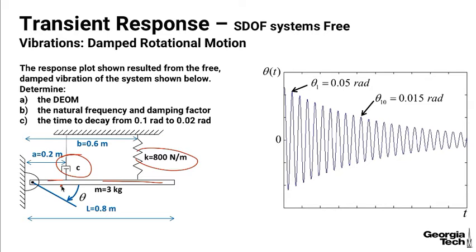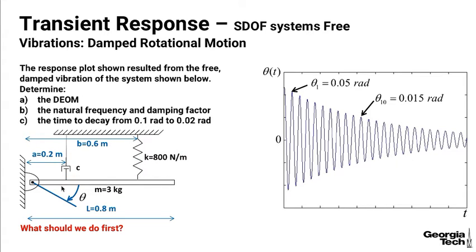So we're going to determine in a series of modules here the differential equation of motion of this system, and then the natural frequency and damping factor, and how long it would take to decay from 0.1 radians to 0.02 radians. Okay, so here we go.